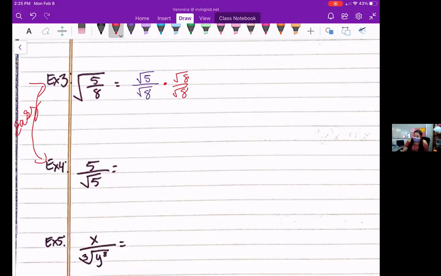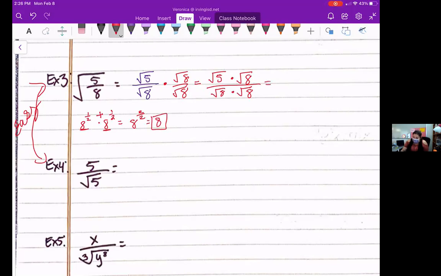So what happens here is that when you multiply by that, you end up with, in the numerator, square root of 5 times square root of 8, and in the denominator, we end up with square root of 8 times square root of 8. Let me show you why this works. Square root of 8 is really just 8 to the 1/2 times 8 to the 1/2. You have the same base, so you can just add their exponents. So you really end up with 8 to the power of 1 plus 1, which is 2, over 2. Well, what's 2 divided by 2? 1, so you end up with 8. This is why that works.